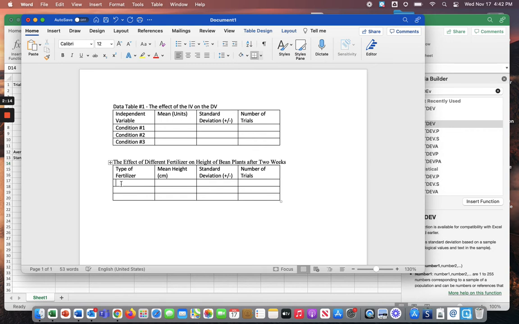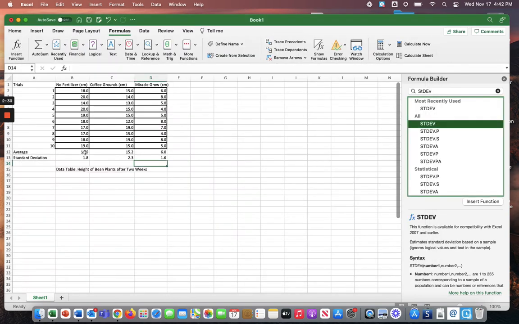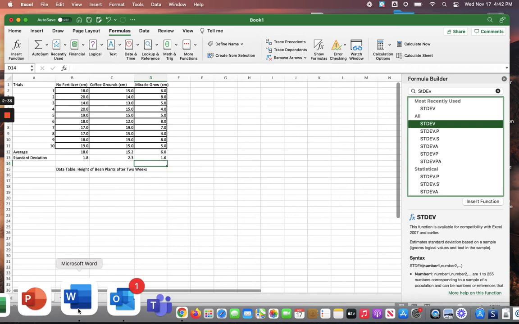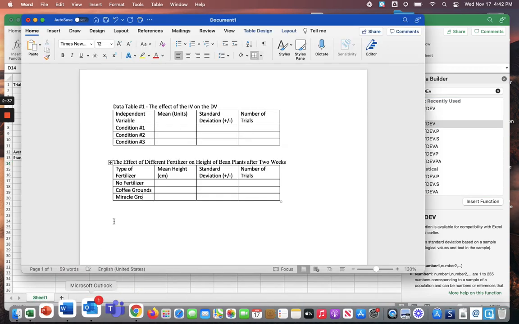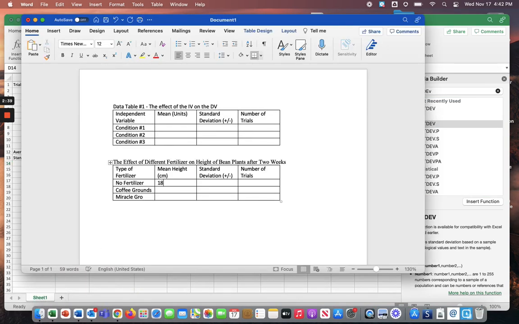Now, the types of fertilizer we used were no fertilizer, coffee grounds, and Miracle-Gro. Our mean heights, if we go back here and look at it, were 18, 15.2, and 6. So we'll go back to this. Was 18. And again, you want to put out to the measurement that you had.